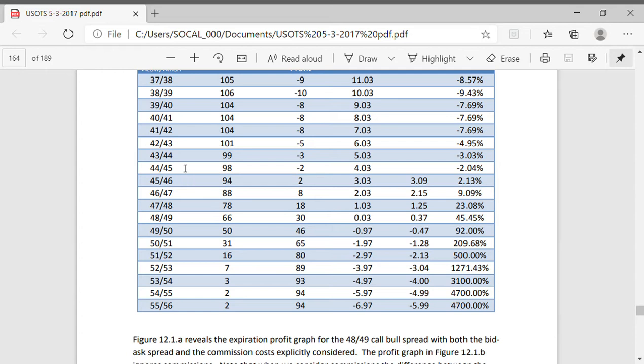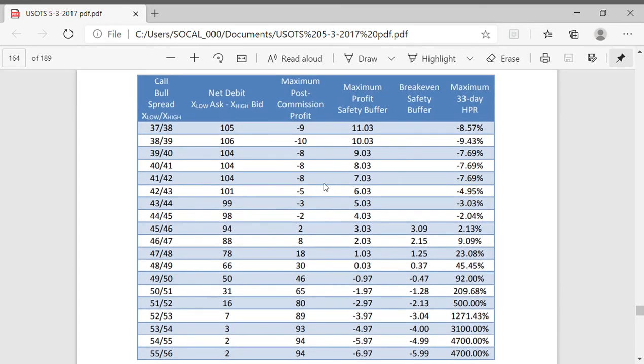And then worst case scenario, to close, we have to sell the 44 and buy to close the 45. That's 4 commissions at $1 each, so that would be a $4 commission. So even though it costs us $98, instead of having a maximum profit of $2, we have a maximum post-commission profit of minus $2, because positive 2 minus the $4 in commissions, the worst case scenario would be minus 2.